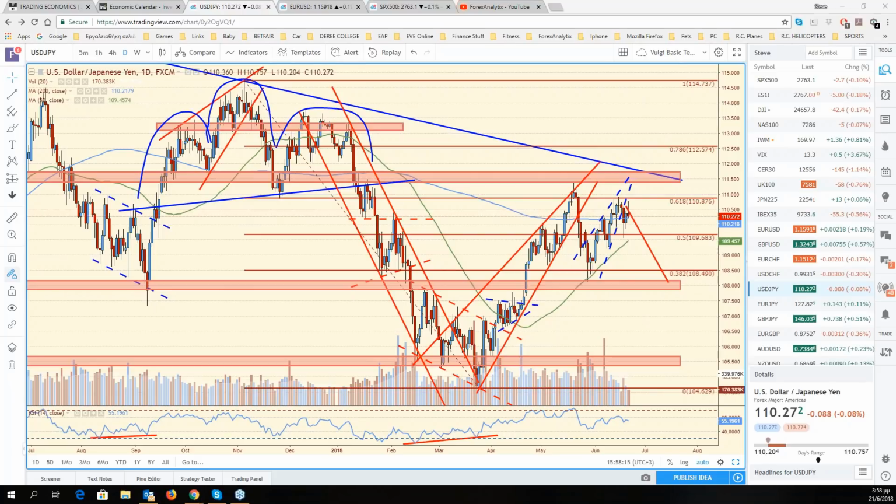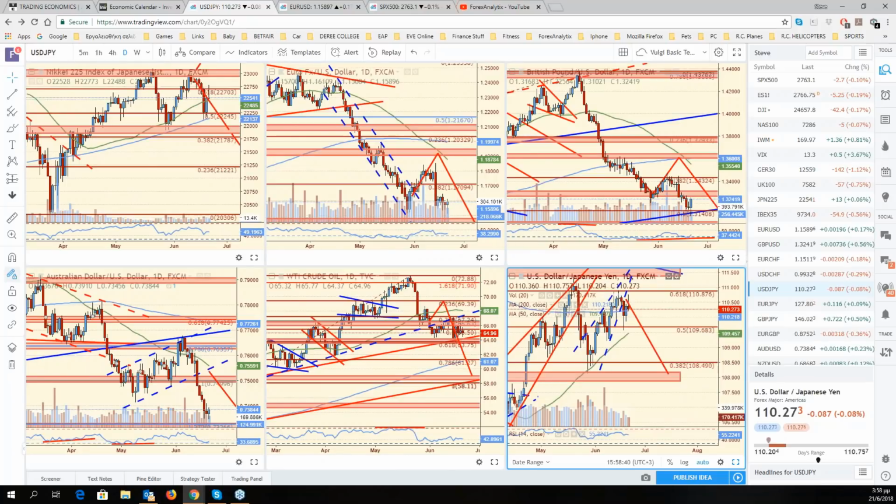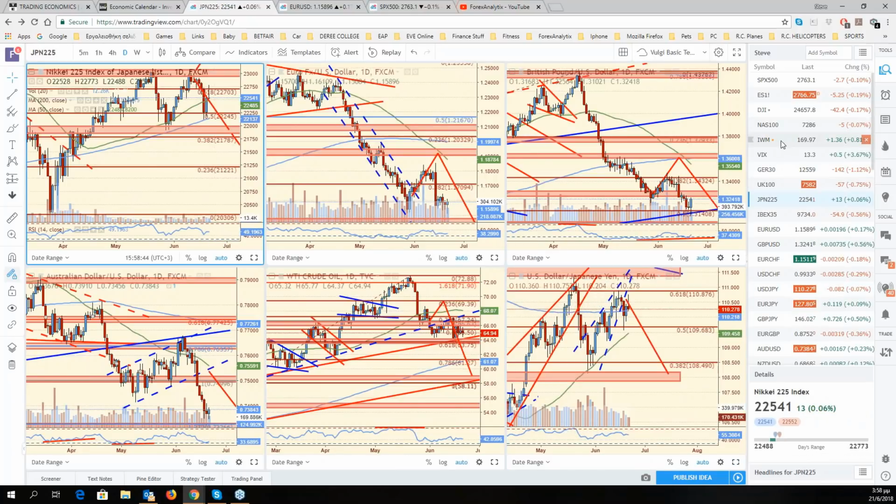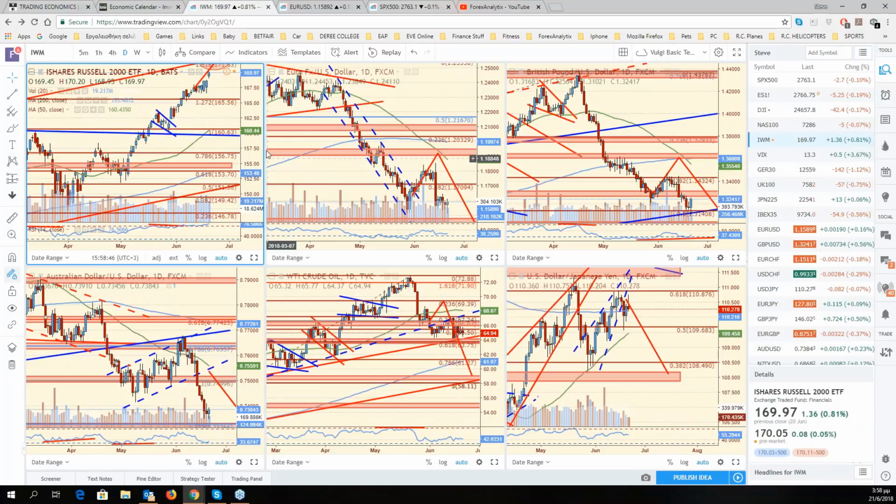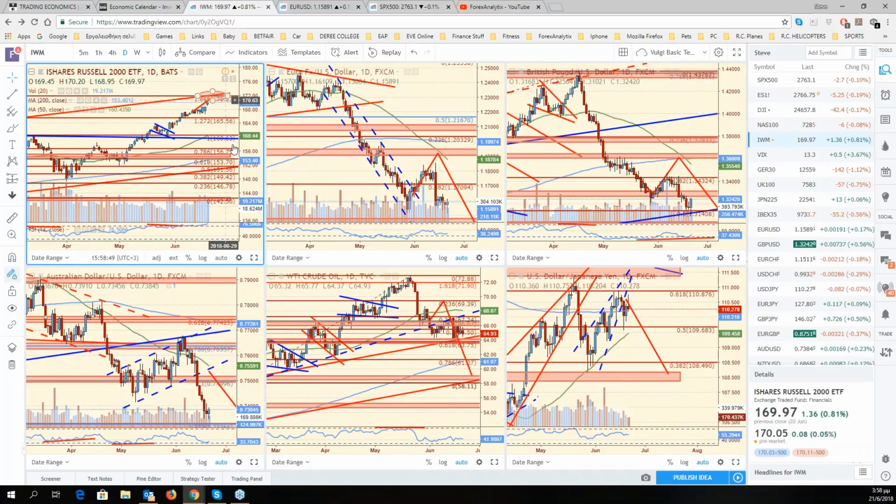Let me briefly have a look if we have any questions, because we had quite a lot to talk about. I know that we don't have much time, but let me see if there is something I haven't covered. Steve, what is the exact level on the IWM to short? I told you that the confluence of resistances I have here is at 171.83.